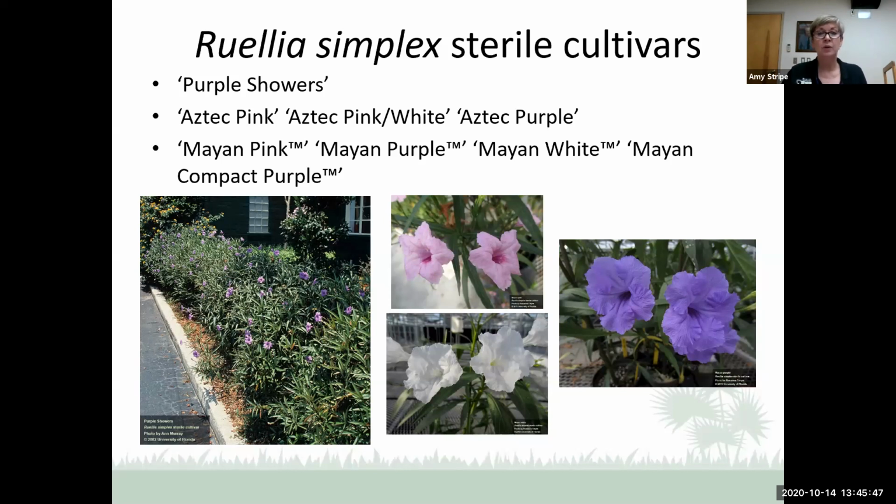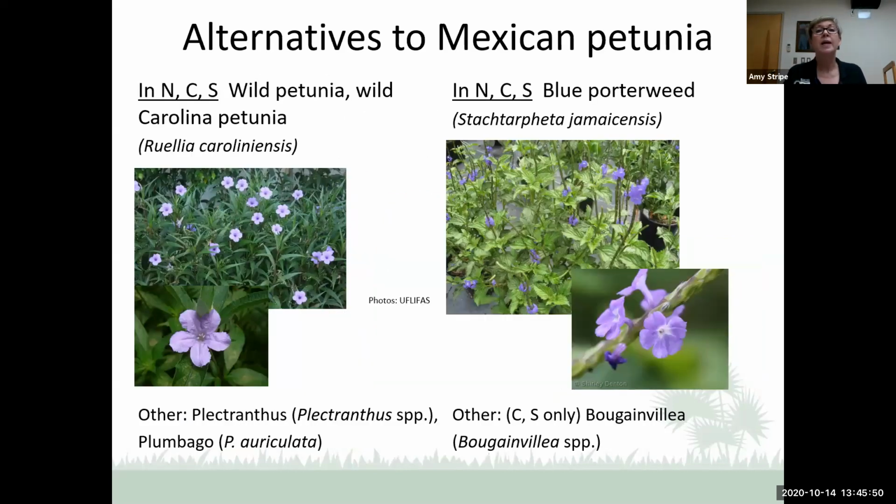King's Mantle, by the way, is also another good substitute for it. But anyway, if you are looking for the whole Ruellia story, in terms of non-natives, I should say, in North Central and South Florida, we do have a native Ruellia. That's Ruellia caroliniensis. It is called wild petunia or wild Carolina petunia. Not quite as showy as simplex, but it's native and it is readily available in native plant nurseries. Also, a native alternative is the blue porterweed, Stachytarpheta jamaicensis.